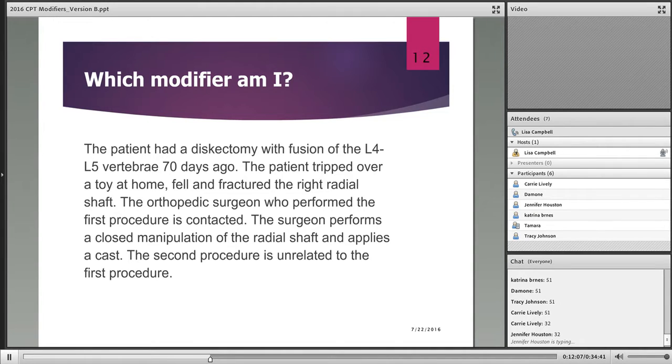And I'll just give you a hint. It's not a 24. 24 goes on an E&M code. All right, so 79 is correct. 79 is correct. We're returning to the operating room during the post-operative period, but the procedure is unrelated to the first.